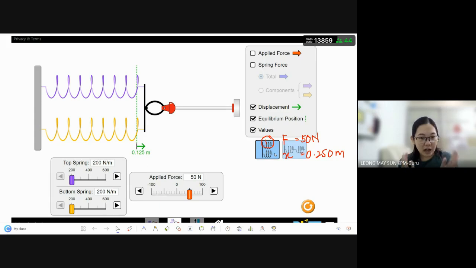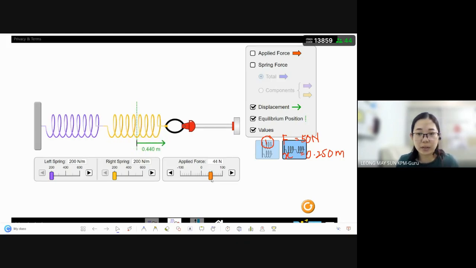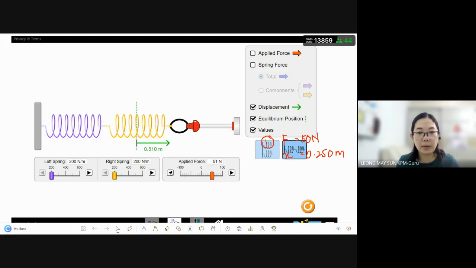shared equally by the two springs, provided the spring constant and everything is the same: the length, the material, diameter, width, thickness, all the same. Okay, so if we arrange it in series, this is series, I extend the force to 50 Newton again, but look, right now the extension is 0.5 meter. 0.5 meter means two times the single extension.